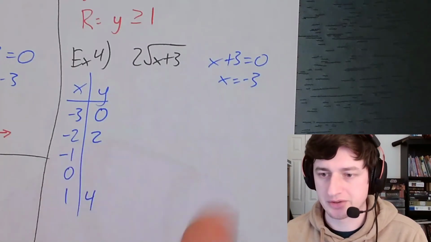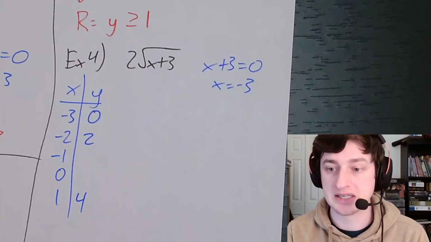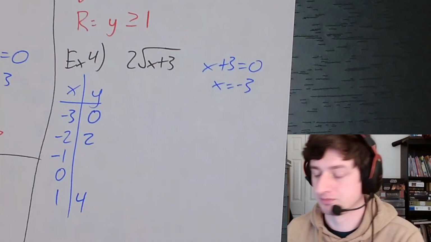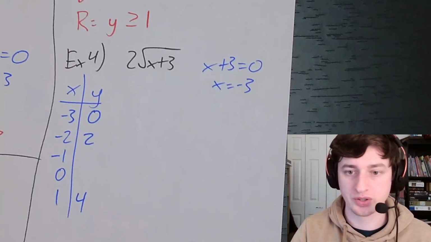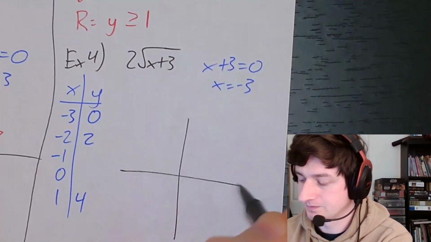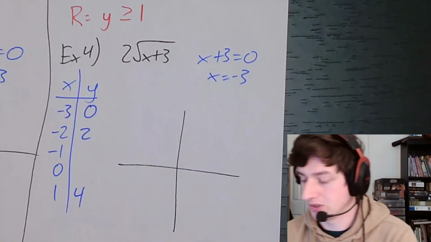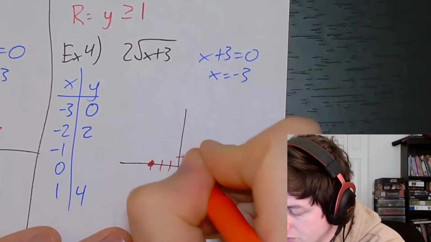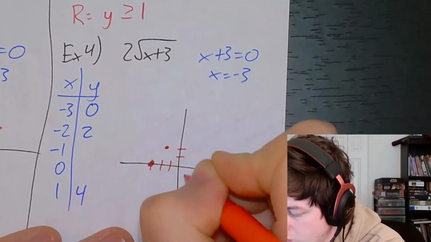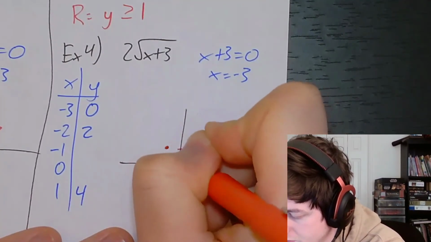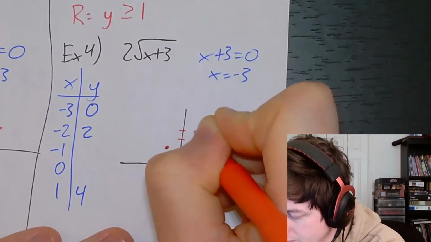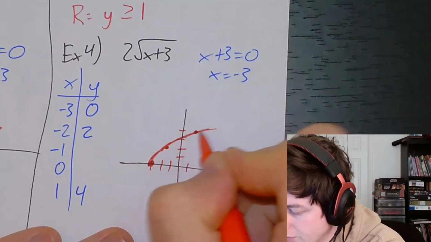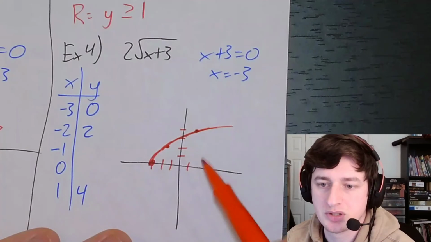So you could plug those into your calculator and figure them out, but you don't actually need them because you have the other points. So when we do our coordinate plane, start at negative 3 comma 0. We do negative 2 comma 2, and we do 1 comma 4. 1, 2, 3, 4. And so we know that the curve is going to go through all of those. And so we don't really need these. They're going to be on this curve somewhere.